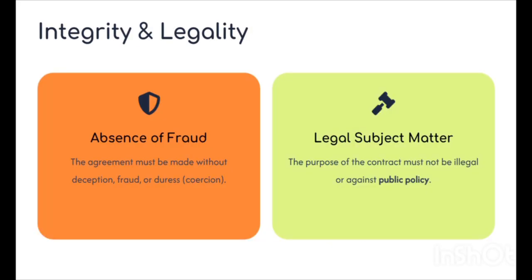Now, let's delve into integrity and legality. First is absence of fraud. What is that? The agreement must be made without deception, fraud, or duress, that is, coercion. And the next one is legal subject matter. That is, the purpose of the contract must not be illegal or against public policy.